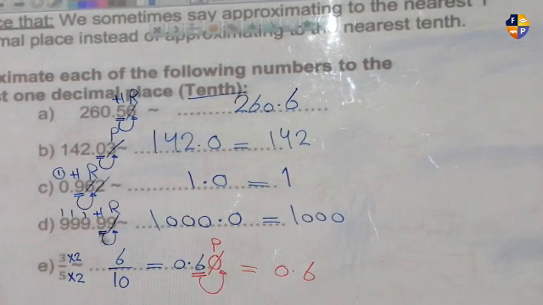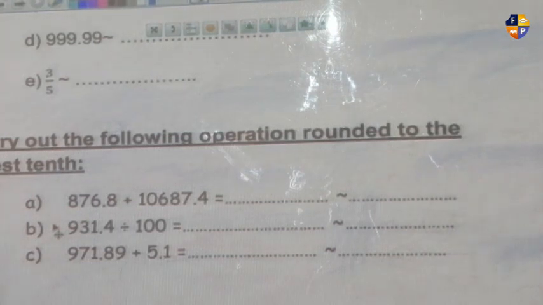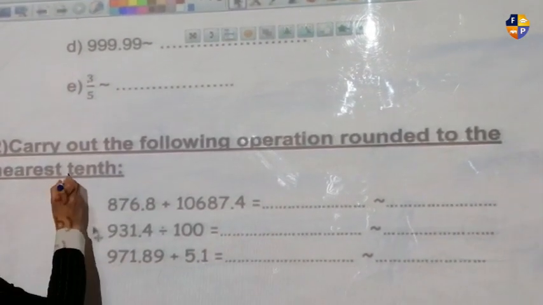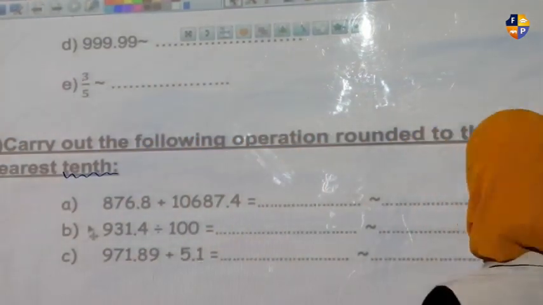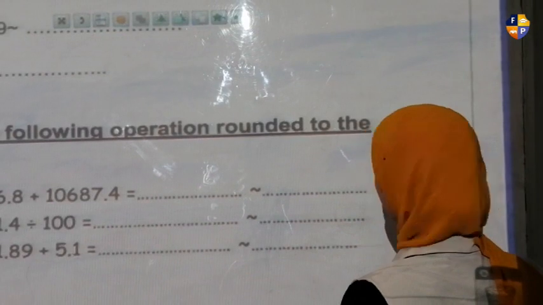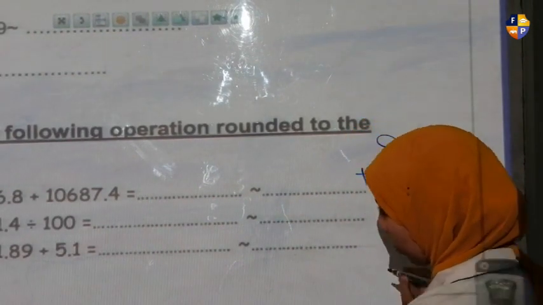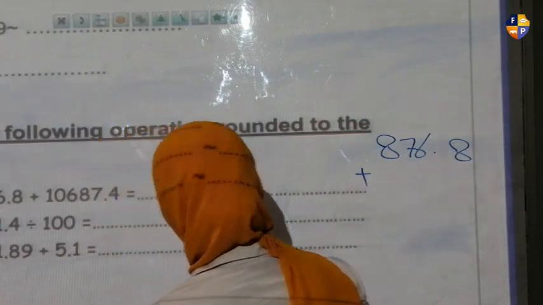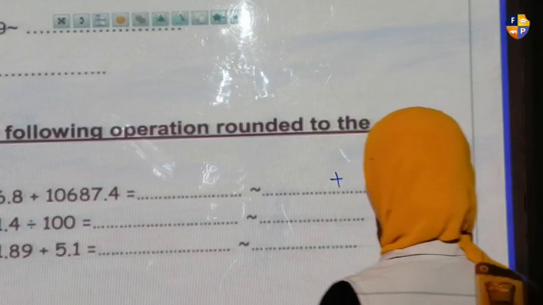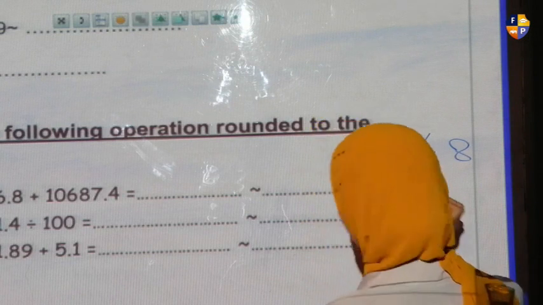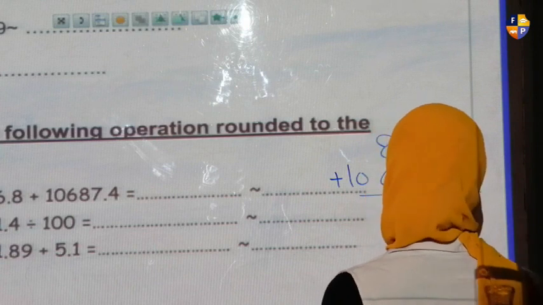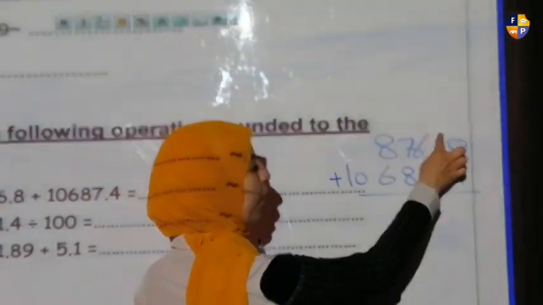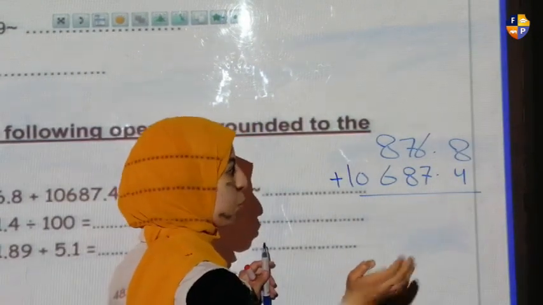Exercise number 2. Carry out the following operation, rounded to the nearest tenth. Firstly, I will do the addition operation vertically. 876.8 plus 10,687.4. Firstly, count the digits after the decimal point. Here I have one digit and here I have one digit. So start from the right.